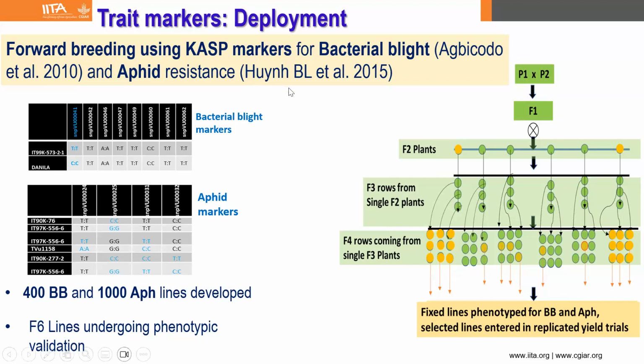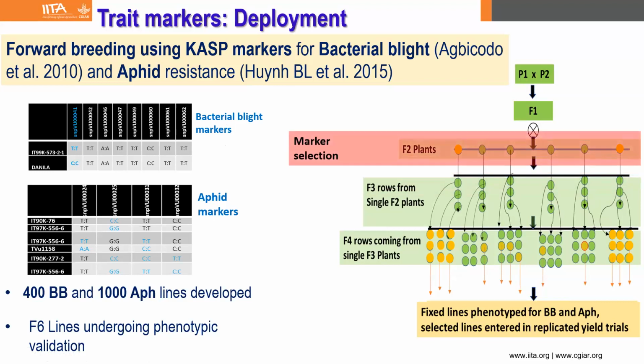So we have populations that were developed purposely for bacterial blight, and then we have additional populations for aphids. And initially we genotype them at F2, and then advance those plants to F4, and at F4 we re-genotype them. So we are carrying forward both the plants that carry the alleles for those two traits, but at the same time we also take forward some of the lines that don't carry the alleles, because we wanted to validate, to check if the markers are really tracking the traits properly.